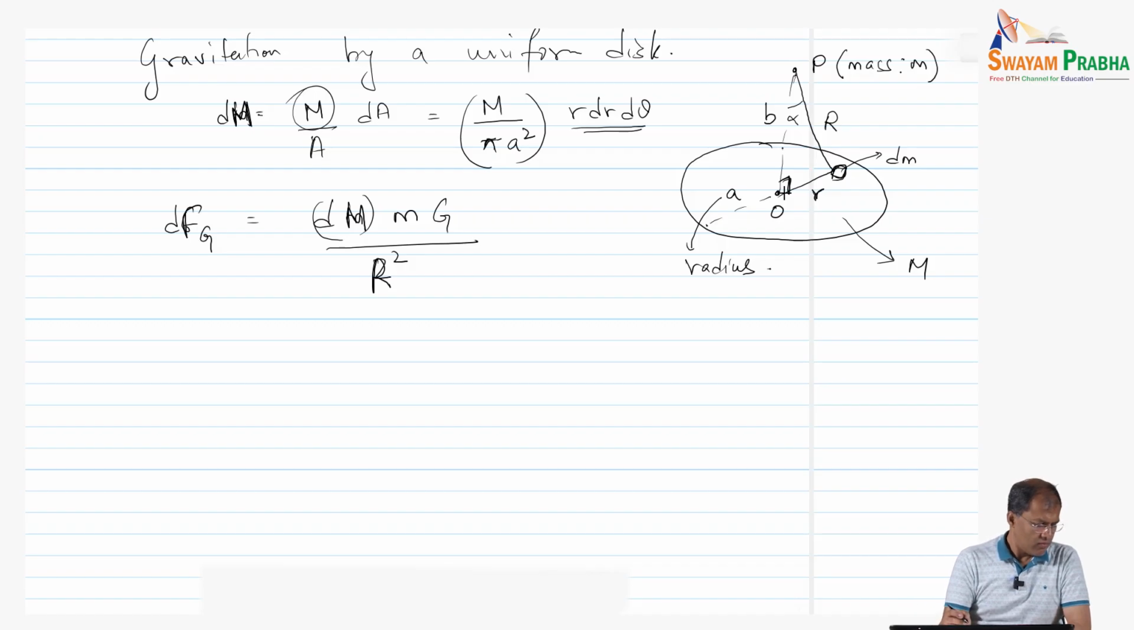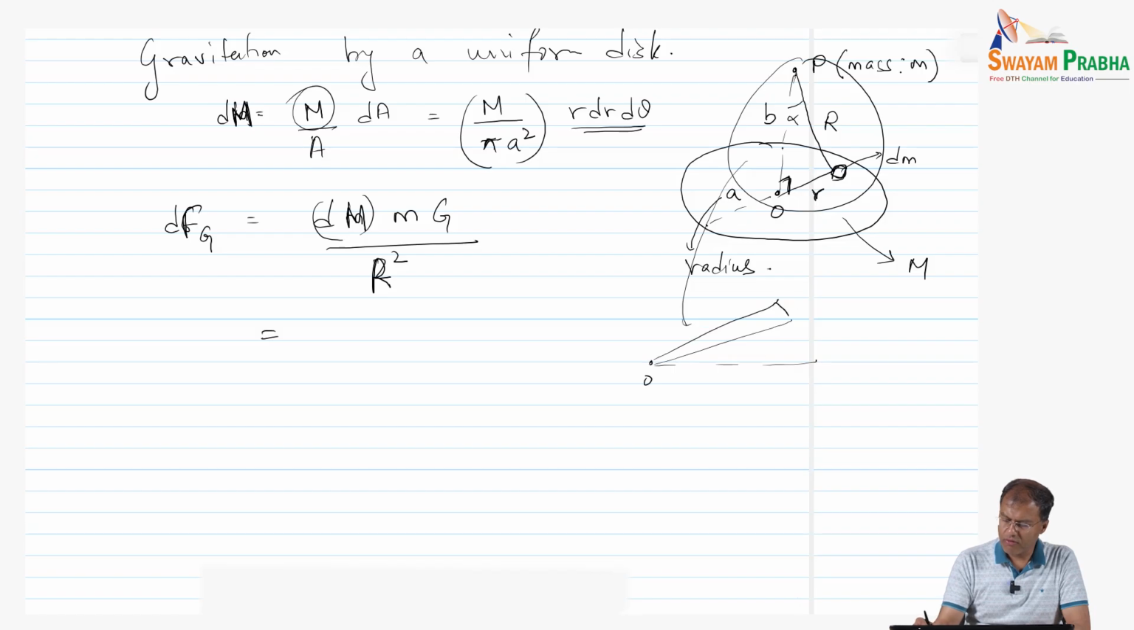So let us now plug in the different values. We have that this is equal to... are we missing something? Let me just zoom out this figure. Okay, so in this figure we have this center O, and we have this particle which is of mass d capital M, so this is dM, and this is subtending an angle alpha, right?